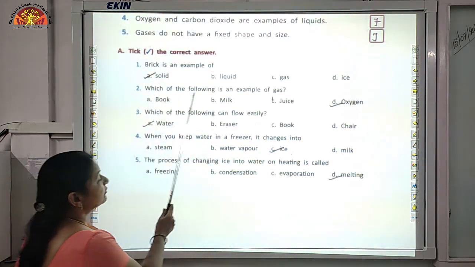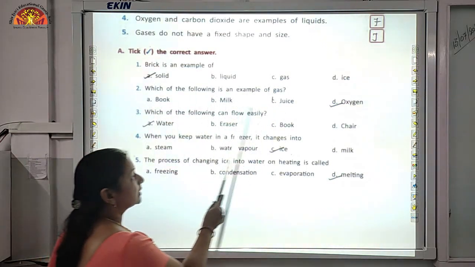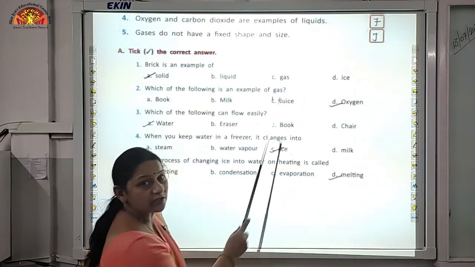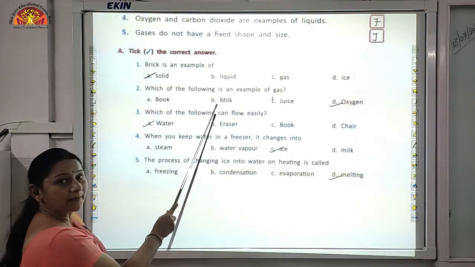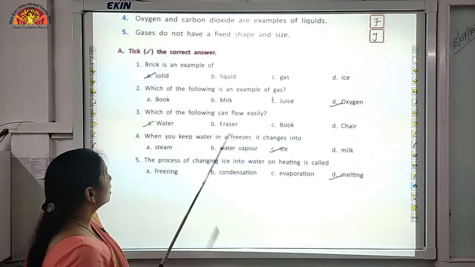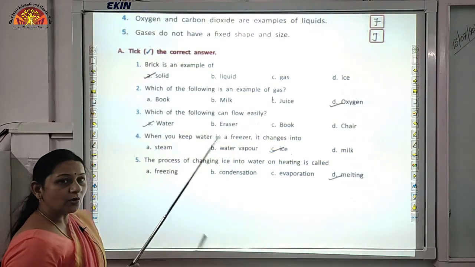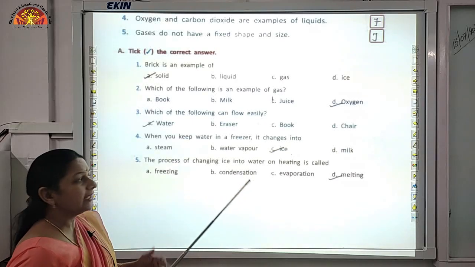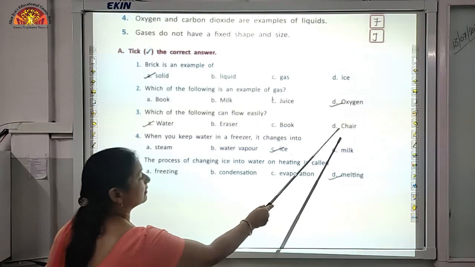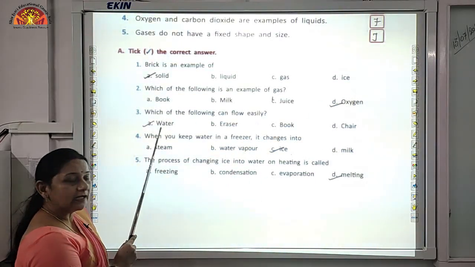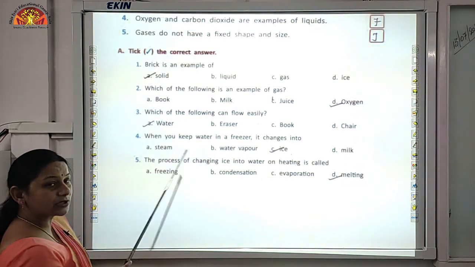Second one, which of the following is an example of gas? Out of these, book, milk, juice and oxygen. Among these, oxygen is the gas because juice and milk come under liquids and book is a solid. Third one, which of the following can flow easily? Yes, we know that liquids flow easily and gases flow easily. Among these, water, eraser, book and chair, only water is in the liquid form; eraser, book and chair are solids. So, we are going to take A option, water.